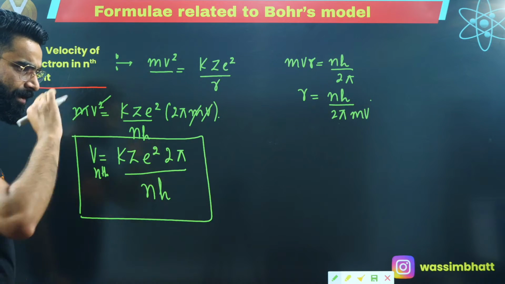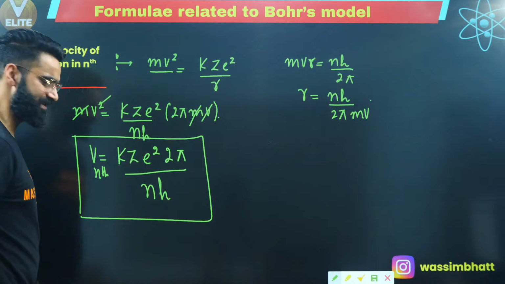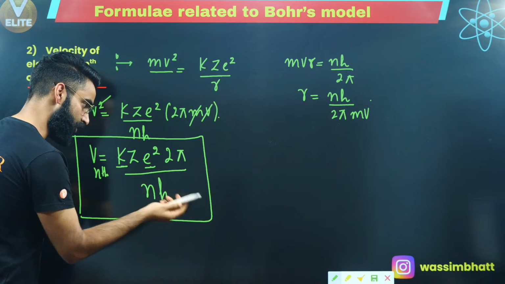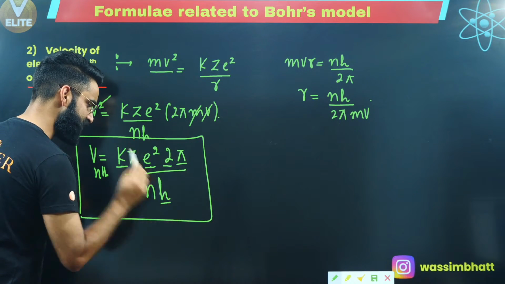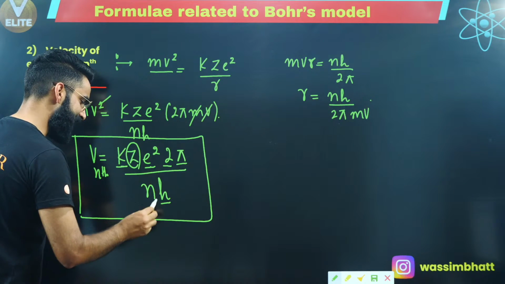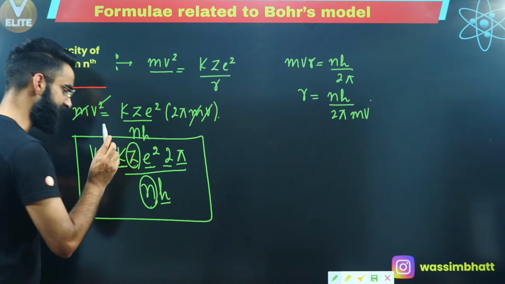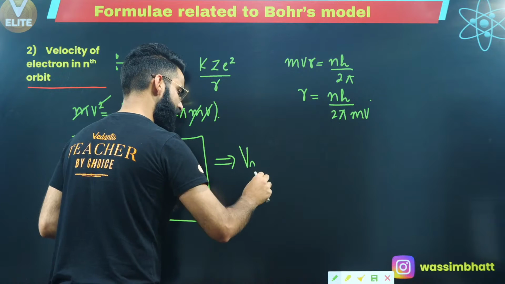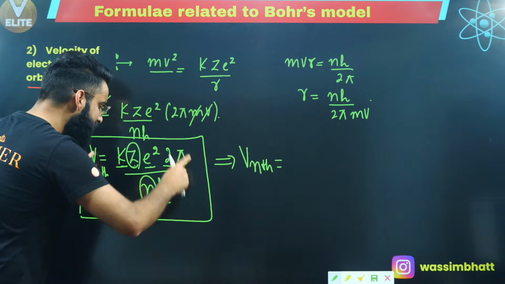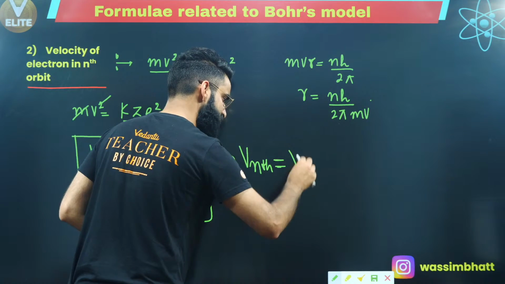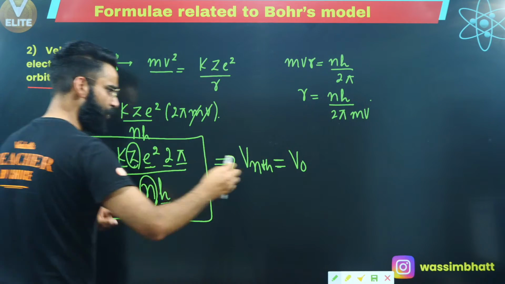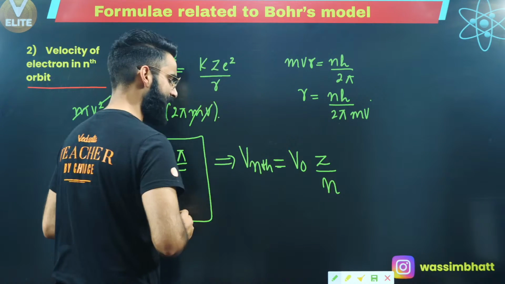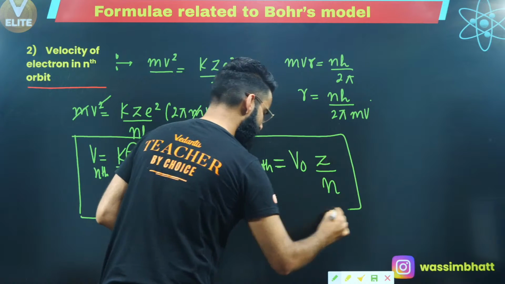Point number two. If you look at all these terms, k is a constant, e is a constant, the charge on the electron or proton, 2 is a constant, pi is a constant, h is a constant. There are only two variables, z and n. So out of all these constants, I'll write only one constant. The velocity of the electron in the nth orbit is equal to V naught, and apart from V naught, in the numerator you have Z divided by N in the denominator. This is the formula which I want you to remember.